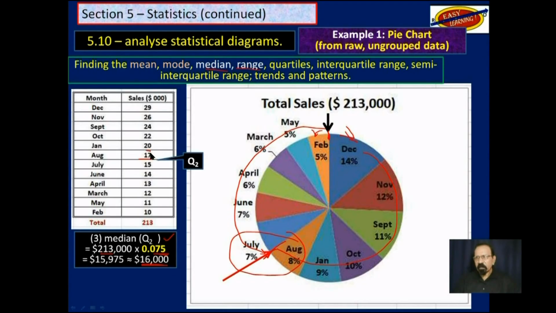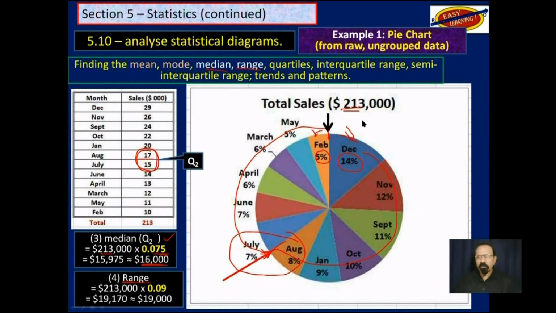So somewhere between here. We are just referencing this table to make sure we are on the right track. But remember, you are not given that table. You would only have to work off the pie chart. The range, well, 5% will be the least. 14% of that 213,000 will be the most. You can find 14% and then 5% and then subtract them, or you could subtract the percentages to begin with. 14% minus 5% would give us 9%, as a decimal that's 0.09. Multiply it by 213,000 and we get 19,000 as the range.